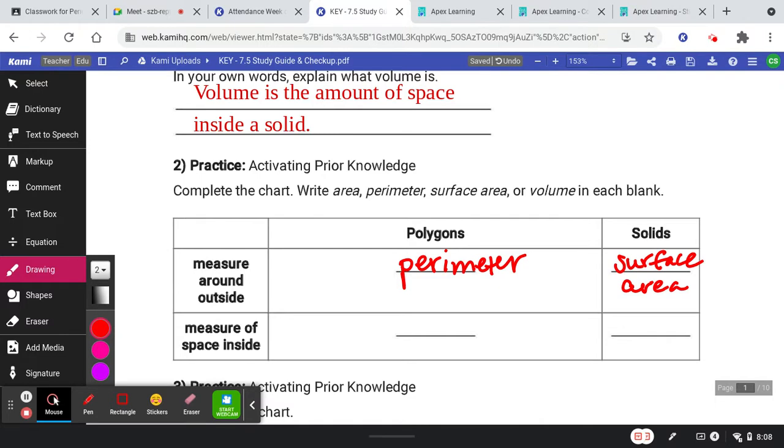So then what about measuring the space inside of a polygon? Well, that's called the area, like length times width. And these are two-dimensional figures. And so what's this new final measure of space inside of a solid? Our study today will be on volume.